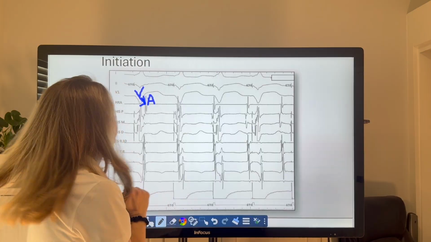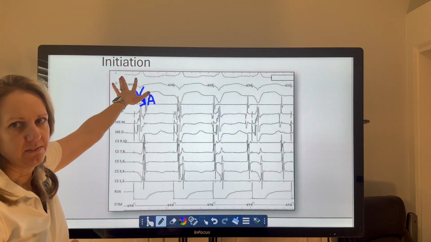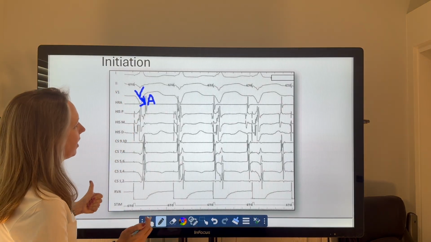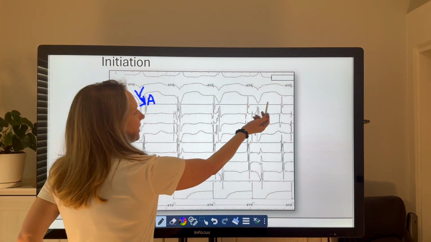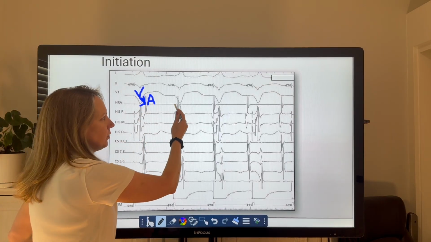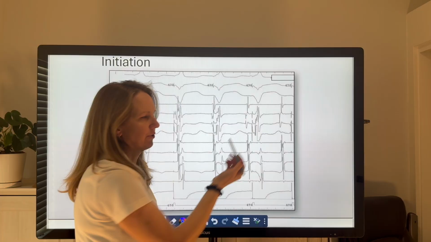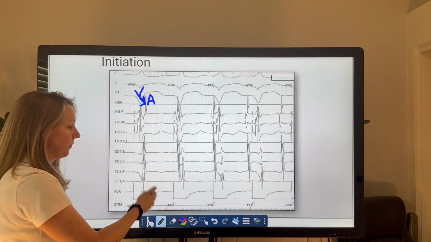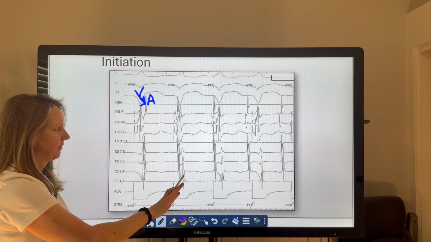However, something is different here. It's labeled initiation. So we did initiate the tachycardia, but you can see that the A's after this beat no longer are correlated with the ventricular events. So this is that last beat that initiated the tachycardia.